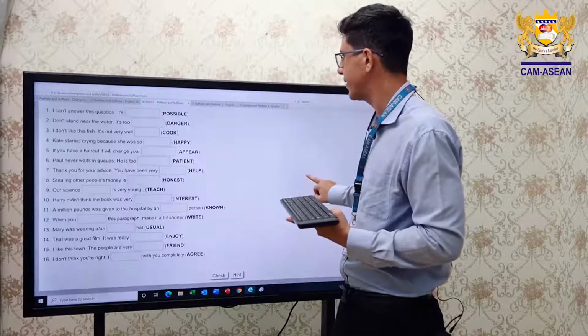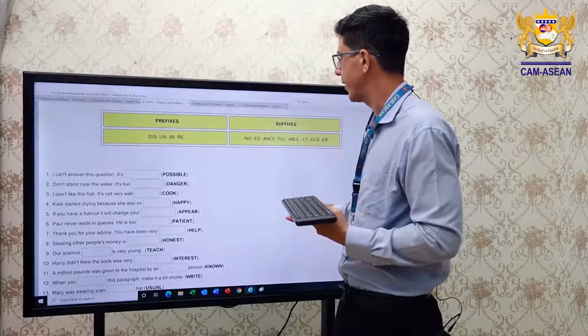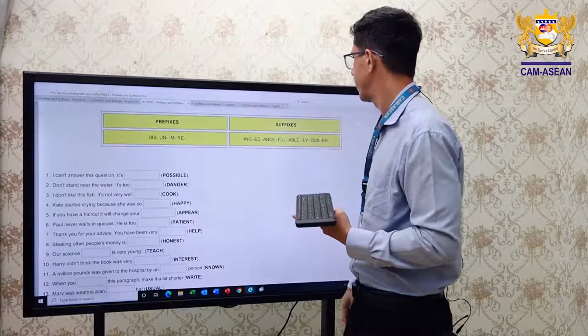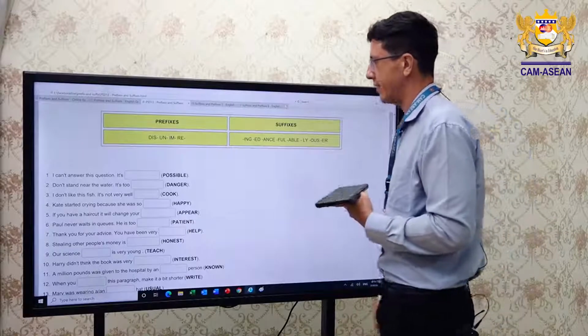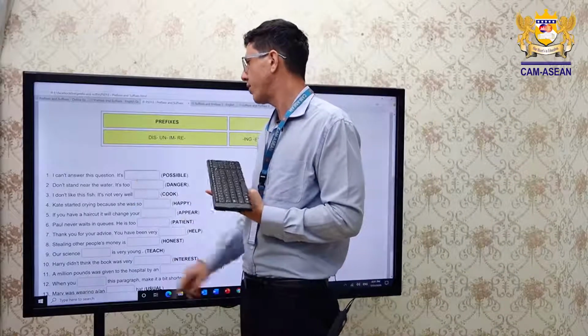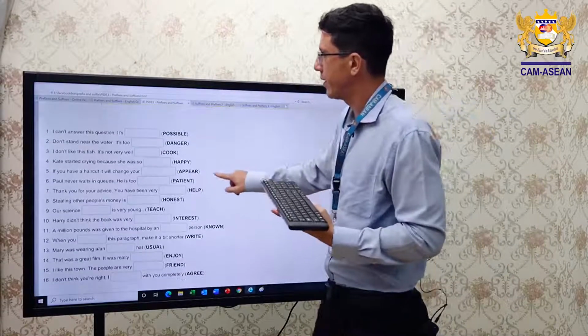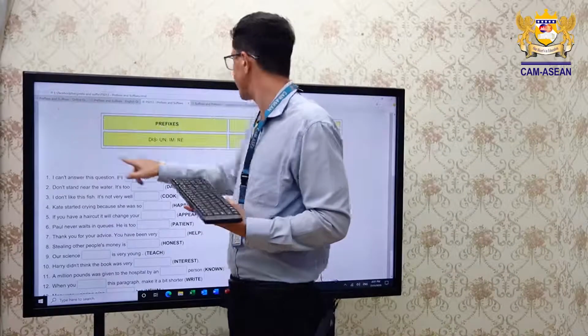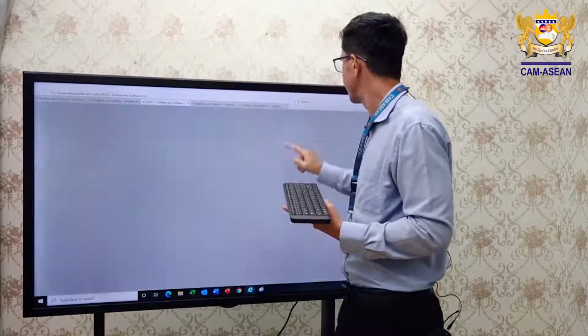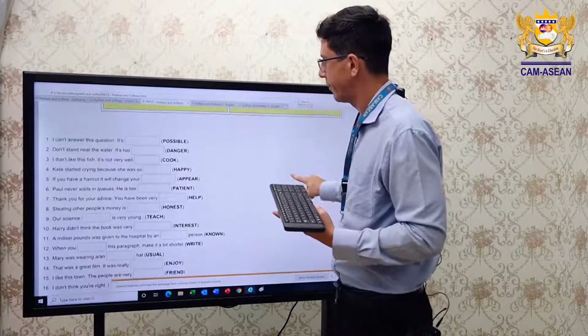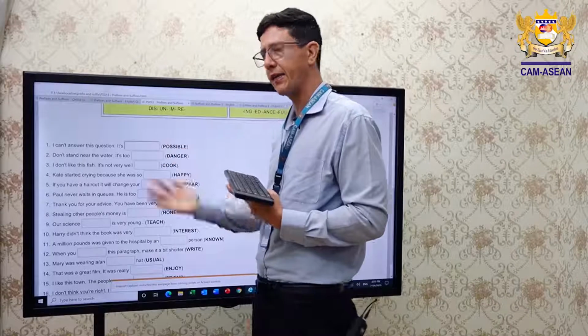So let's do prefixes and suffixes. Okay? So prefixes and suffixes. So this one's a little harder. We have to decide, are we going to do the prefixes or are we going to do the suffixes? So that's the question. So let's look at the sentence and try to guess the answer here.